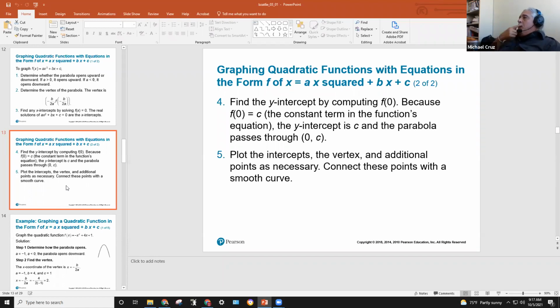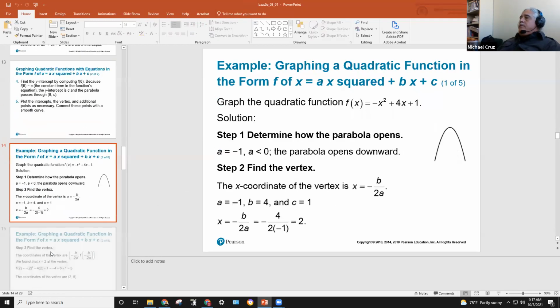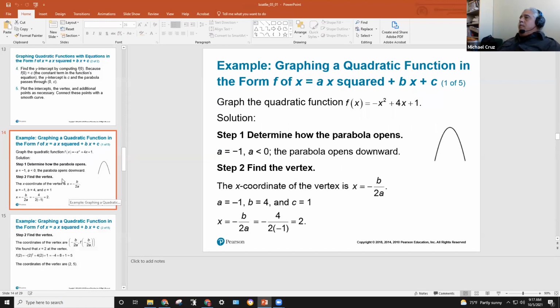So we're going to go through one or two of them from scratch in a minute. I'm just going through the incidentals on it. See, that's what they tell you here. The y-intercept is 0, comma, c. All right, let's go through one, and then we'll go through a couple of them from scratch.